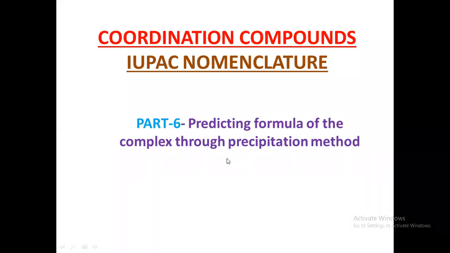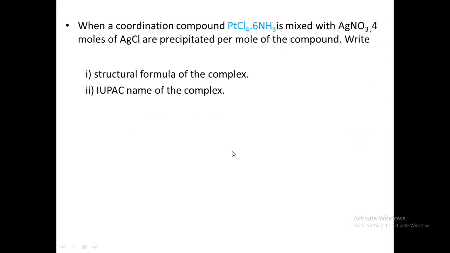In this video, we are going to discuss some previously asked board questions for predicting the formula of a complex through the precipitation method. Look at this question. A complex formula is given.